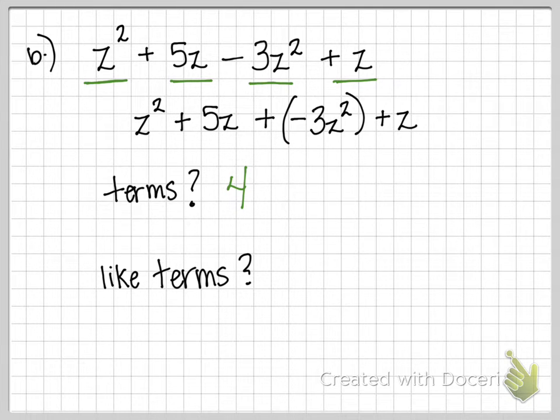What is one set of like terms, Hazen? Z squared, z squared. Yeah. And negative 3z squared. Yep. Negative 3z squared. These are like terms because why? Why are these like terms, Ben? Good. They're the same variable taken to the same power. That makes them like terms.